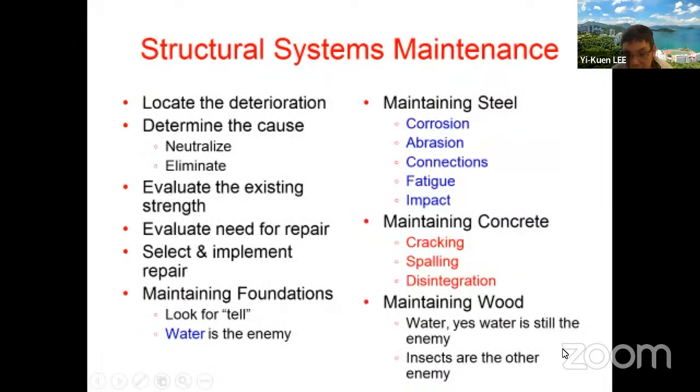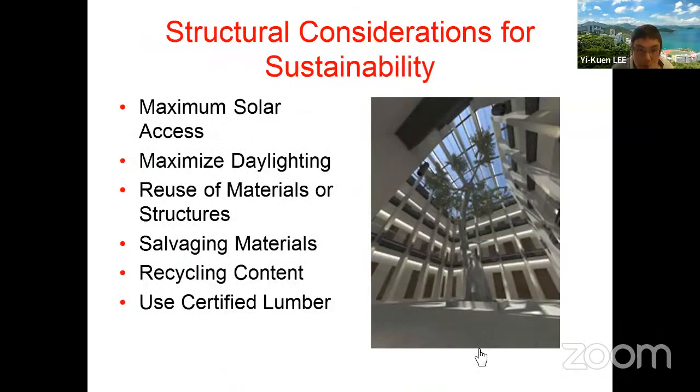Another thing, of course, is if you use material other than stainless steel or RC, such as wood, wood also has some issues. Why? Water can cause problems for wood, for wooden buildings. Insects are another enemy. Anyway, in general, we have different materials to use for building design.